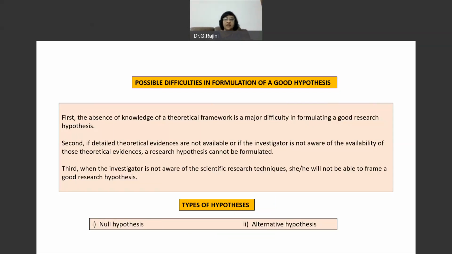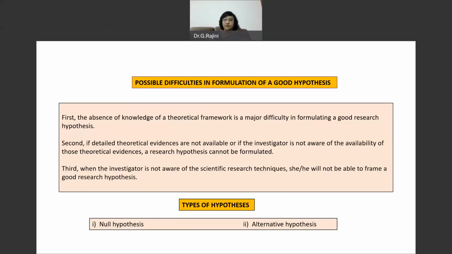The third, when the investigator is not aware of the scientific research technique, he is not able to frame a good research hypothesis. If he doesn't know techniques, how to, what to apply, where to apply, what tools are available, and so on and so forth, he may not know. So they will not be able to formulate a good hypothesis. Okay, so you should be conceptually very clear when you formulate a hypothesis.